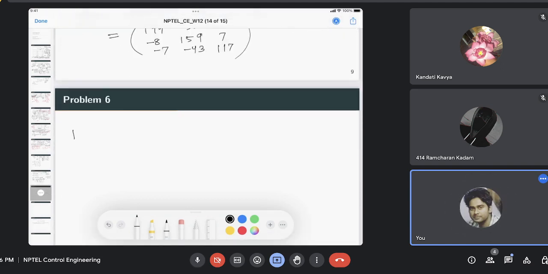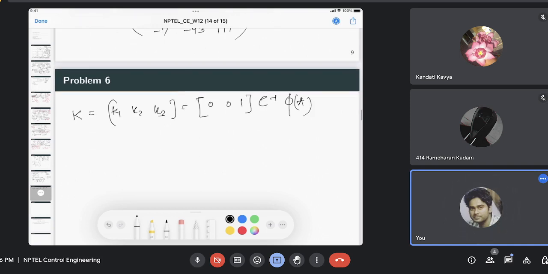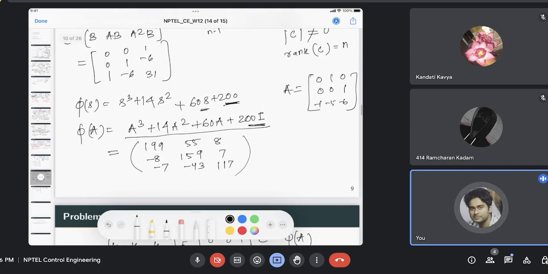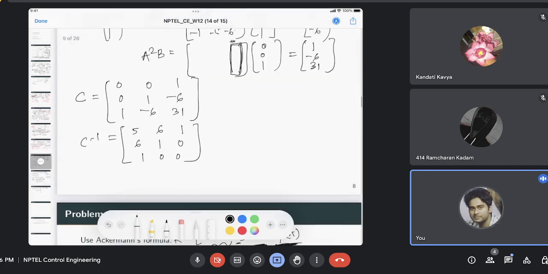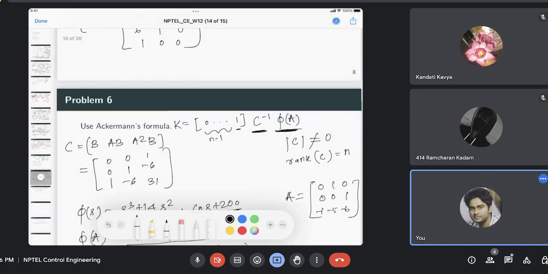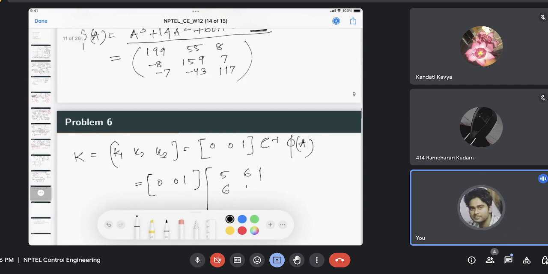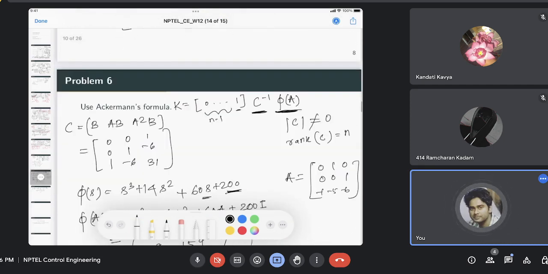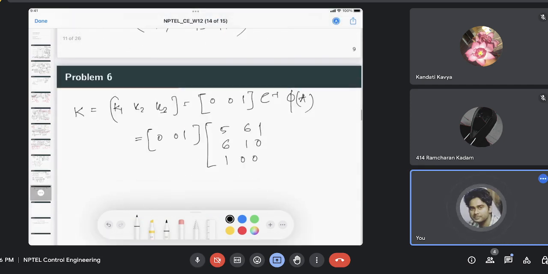So K, this is k1 k2 k3, is equal to, because the dimension is 3, 0 0 1 C inverse phi of A. You see that this is 0 0 1 C inverse, that is the inverse of this controllability matrix. We computed this one: 5 6 1, 5 6 1, 6 1 0, 1 0 0.